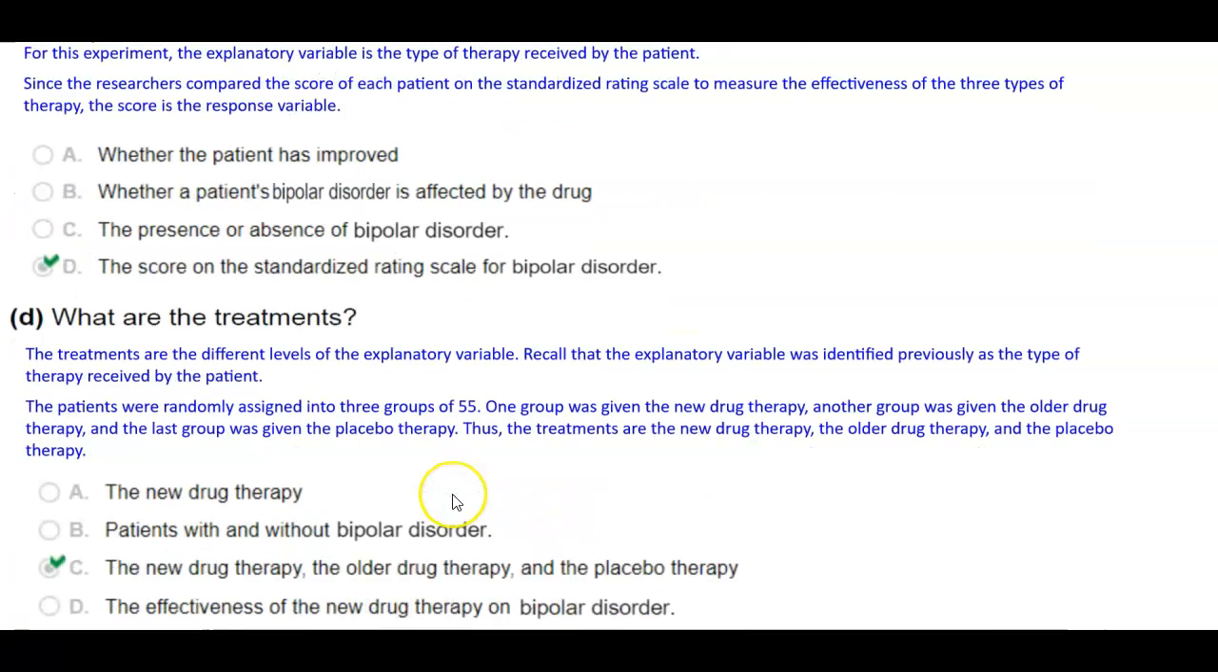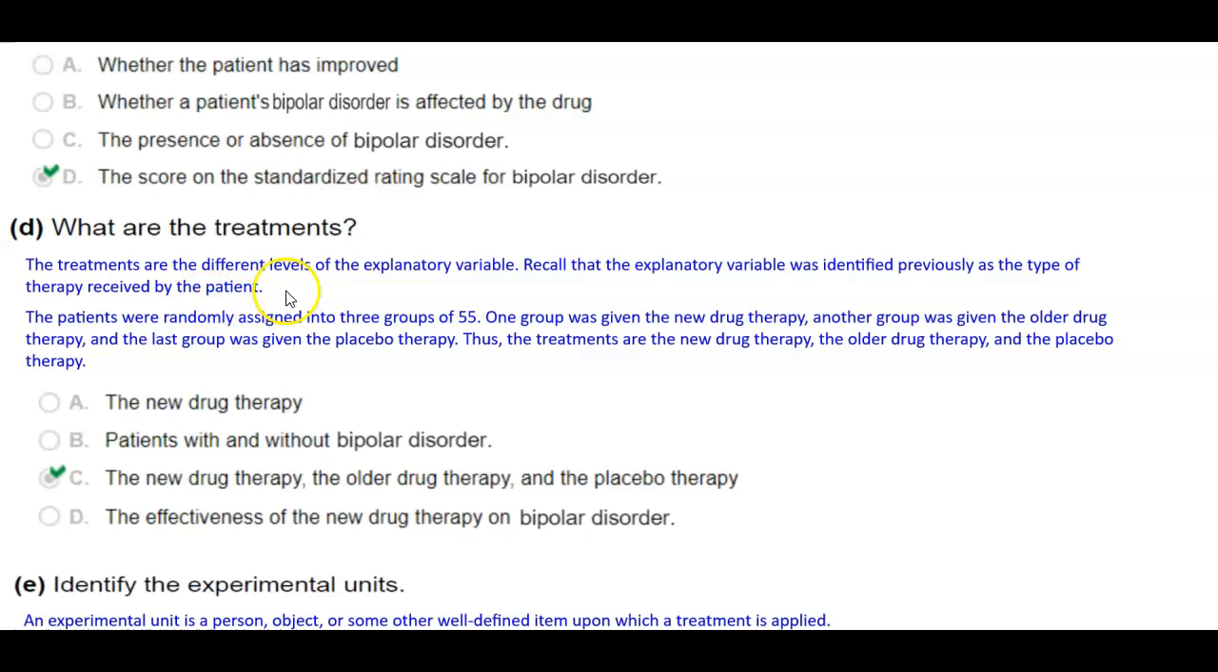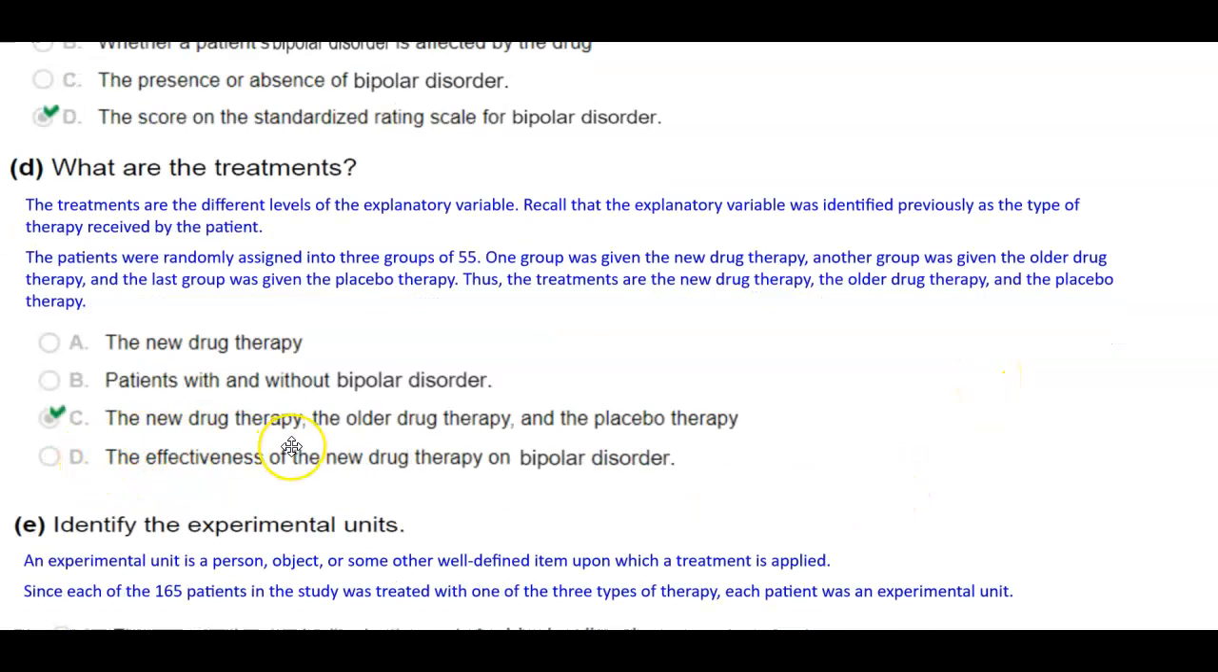Part D, what are the treatments? The treatments are the different levels of the explanatory variable. Recall that the explanatory variable was identified previously as the type of therapy received by the patient. The patients were randomly assigned into three groups of 55. One group was given the new drug therapy, another group was given the older drug therapy, and the last group was given the placebo therapy. Thus, the treatments are the new drug therapy, the older drug therapy, and the placebo therapy, and therefore it's letter C.